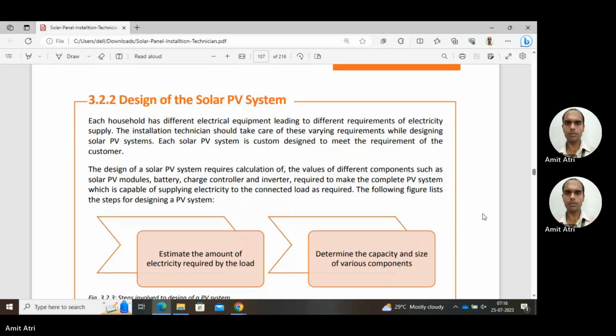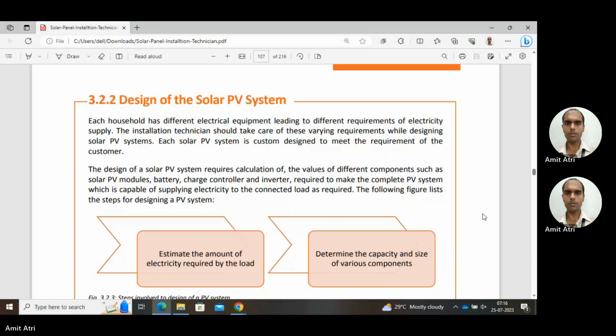Unit 3.2.2, that is design of the solar PV system in the solar PV installation course. So this is almost the practical application of the previous units which we have covered in the same course, or we can say whatever we have just studied about the solar PV system. In this unit, we have to study about its installation.